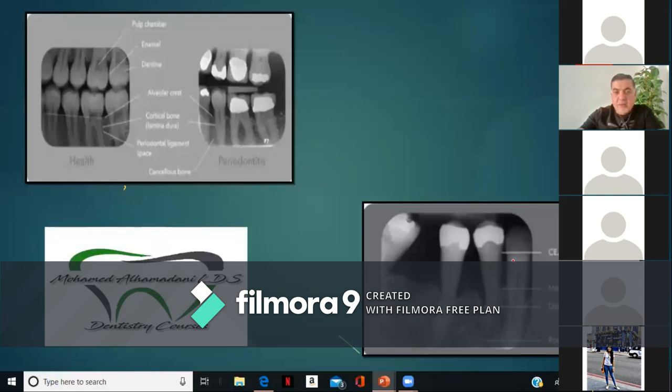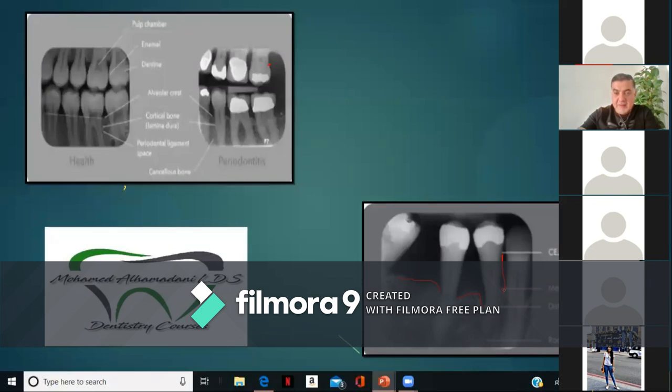Just quickly here, this is the cemento-enamel junction. This is the cemento-enamel junction. Very important to know about that. This is the mesial bone crest. See the resorption of the bone? This is all resorbed. This is the level of the resorption here and here. The cemento-enamel junction from here, so from here to here, it is the clinical attachment loss.